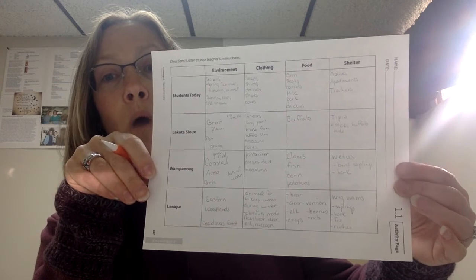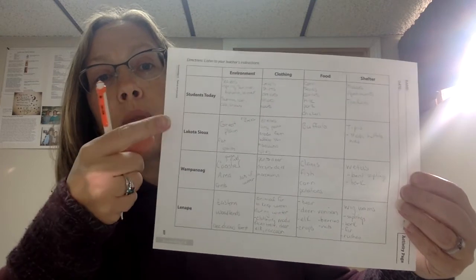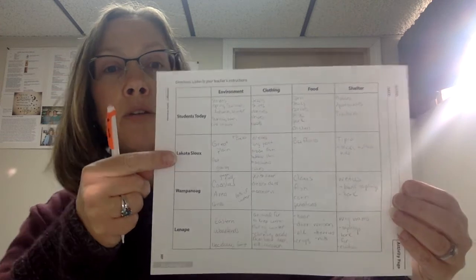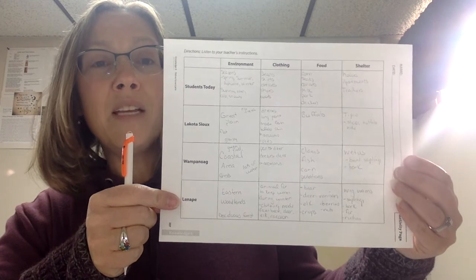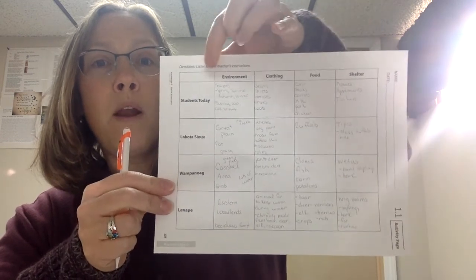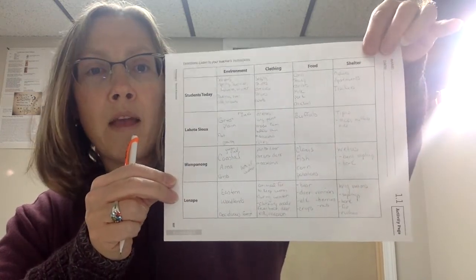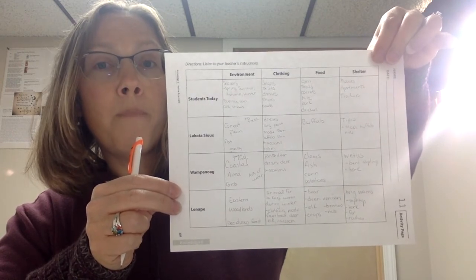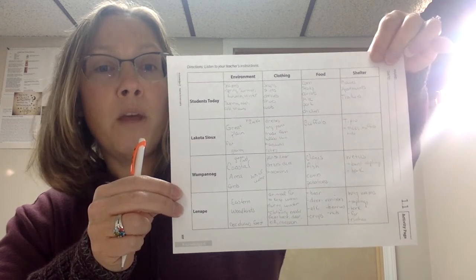We have completed activity sheet 1.1 and learned all about, students today, the Lakota Sioux and what their environment, clothing, food, and shelter looks like, the Wampanoag, and the Lenape people. We can see how each one of them needed all of these items to survive, but how each group of individual people had different types of environment, clothing, food, and shelter.